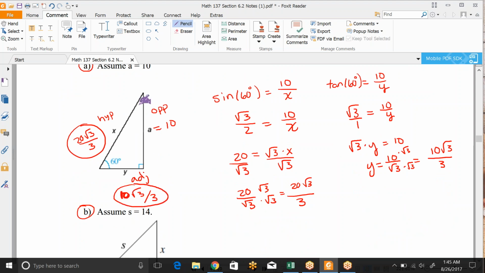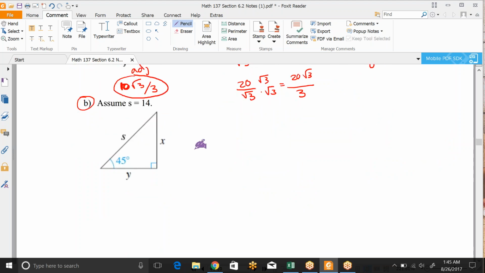Which makes sense because remember the 30-degree angle is half of the hypotenuse. So 20 square root of 3 over 3, and this is 10 square root of 3 over 3. Okay, for the B part, we have that S is 14. Now, because this is a 45, 45, 90, X and Y are equal to each other because of the two matching angles. And we know this matches because a triangle has to add up to 180 degrees.